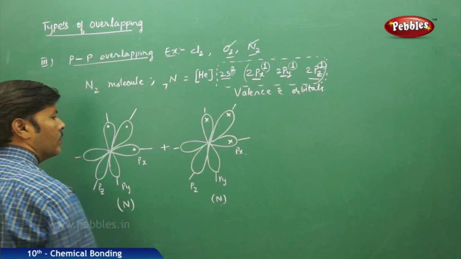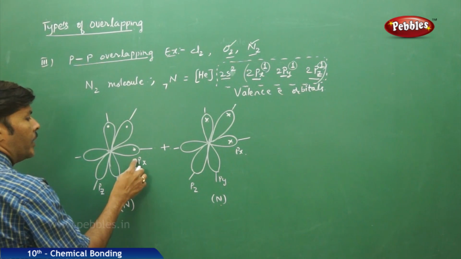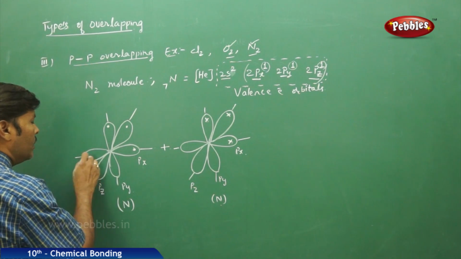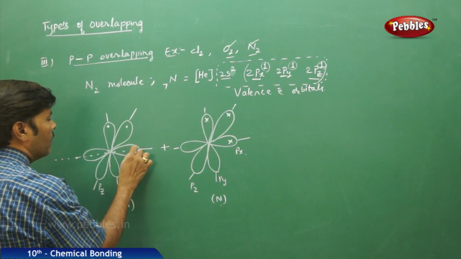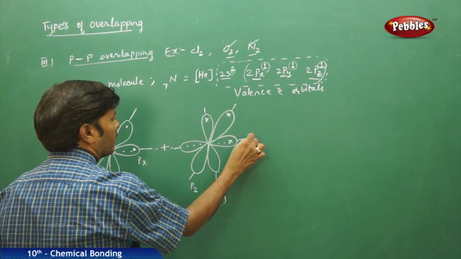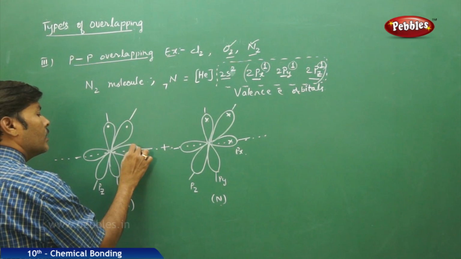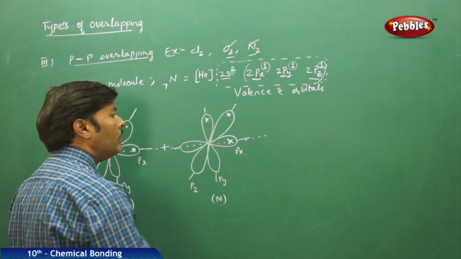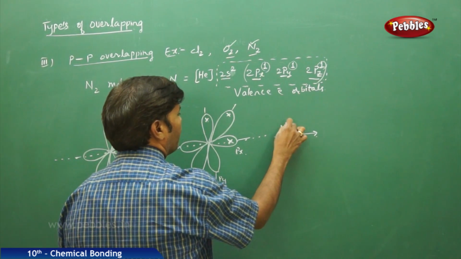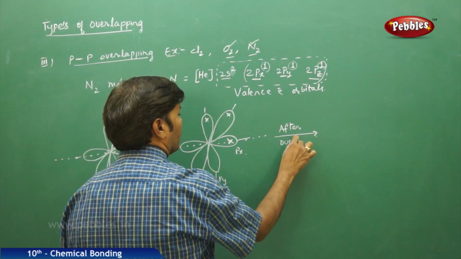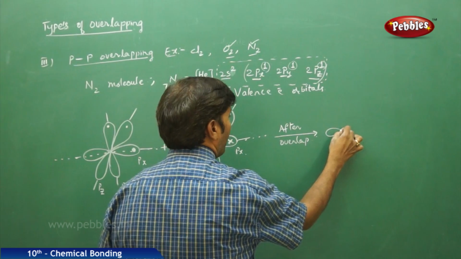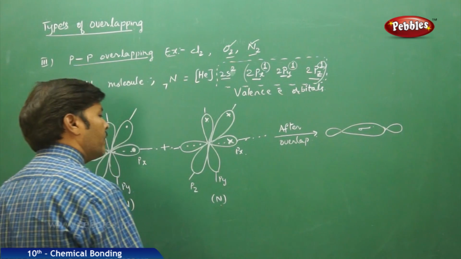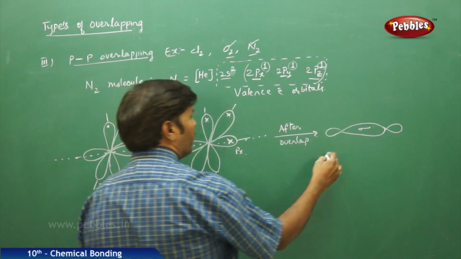So it is very clearly understood that the px atomic orbital of the first nitrogen and the px atomic orbital of the second nitrogen overlap along the internuclear axis. They overlap along the internuclear axis, px and px, and that will result in the formation of sigma bond. So this is after overlap. After overlap, you find one sigma cloud like this between px and px.